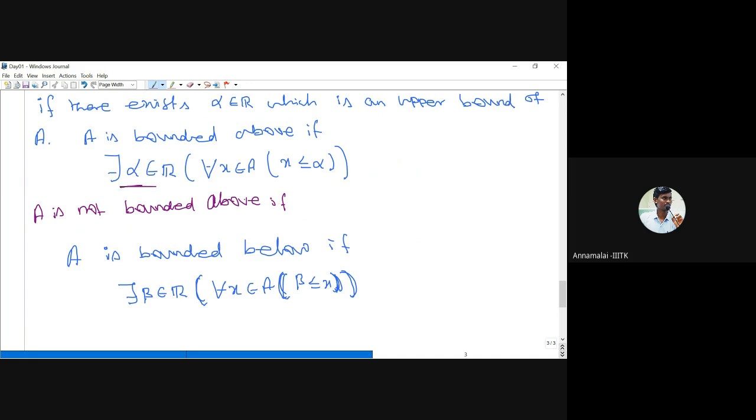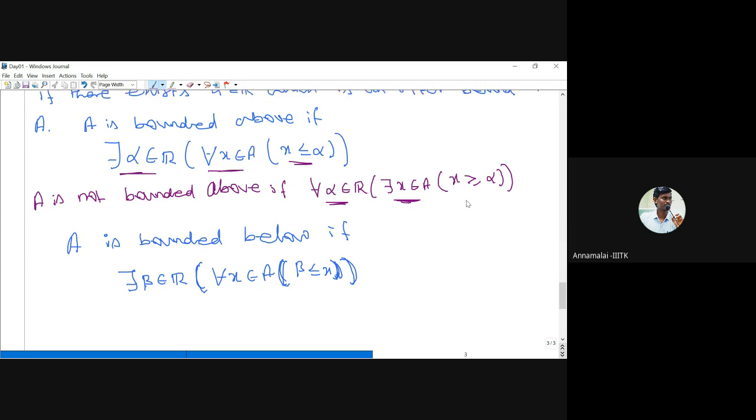What is the negation of there exists? For every. So for every alpha in R, what is the negation of for every? There exists x in A such that, the negation of less than or equal to is greater than or equal to. So if you take any real number, we can always find an element which is bigger than or equal to alpha. That means alpha is not an upper bound. We can always find another element which is bigger than alpha. Therefore, we cannot find such an alpha. That's why writing the statement layer by layer is very useful for writing the negation of the statement.